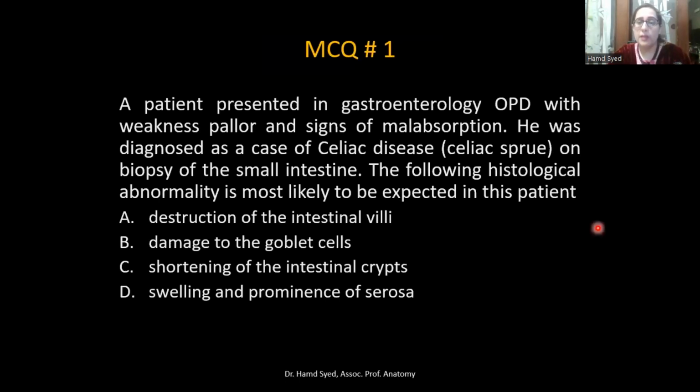Okay, now that we have discussed the basic histology, here's a clinical scenario related to what we have just discussed, and I hope you would be able to identify the correct option. I'm going to read out this clinical scenario. A patient presents in the gastroenterology department with weakness, pallor, and signs of malabsorption. The patient has been diagnosed as a case of celiac disease after biopsy of the small intestine. Which histological abnormality is most likely to be expected in this patient? We know that in celiac disease, there is a destruction of the intestinal villi. So option A is the correct one in this scenario.